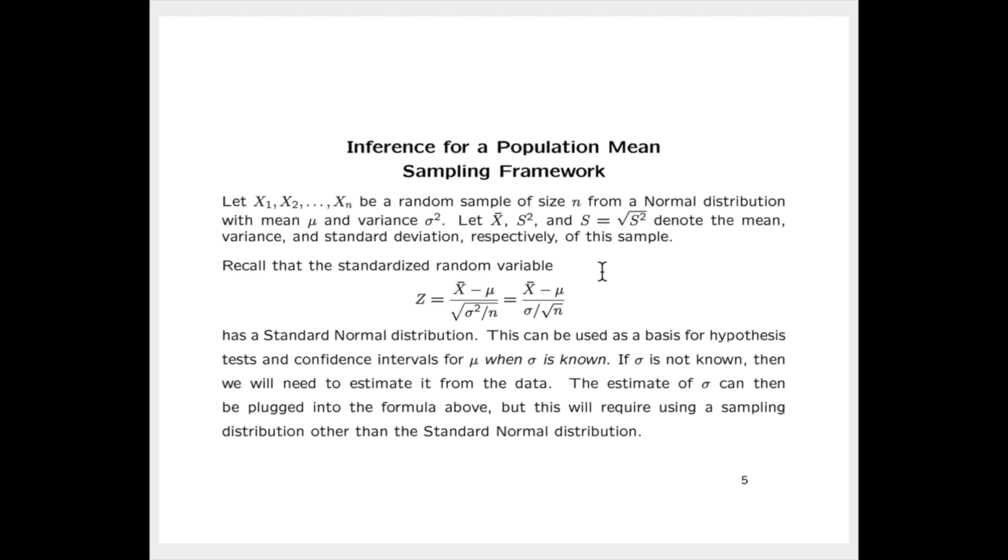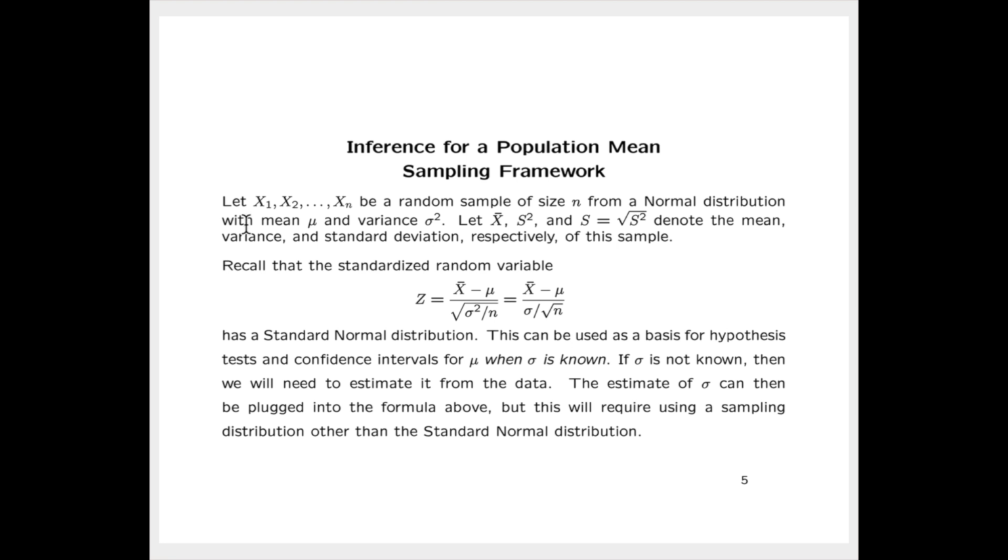Now, recall that the standardized random variable that we called z previously, which is the standardized version of x bar, and what that means is that we are subtracting from x bar the mean of its sampling distribution and dividing that difference by its standard error. You'll recall that that standardized version of x bar has a standard normal distribution. Now, where is this coming from?